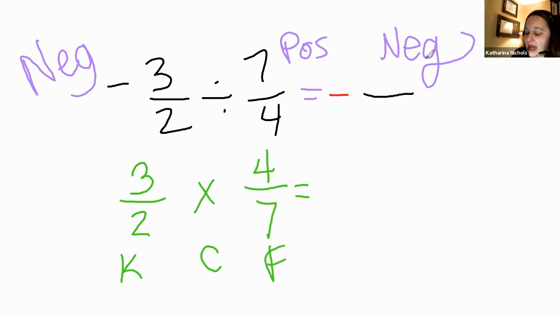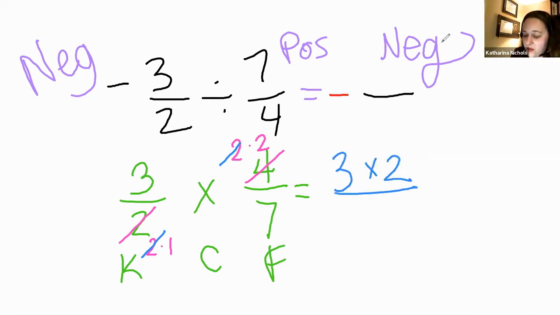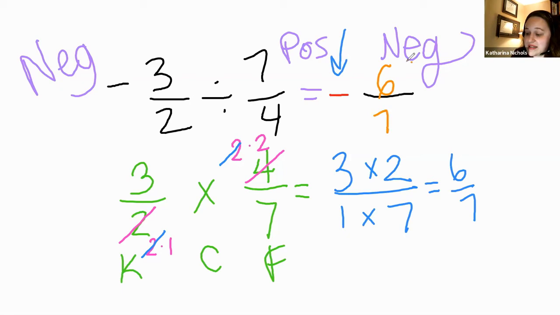At this point, I can cancel out common factors. I know that 2 goes into 2 and 4 because I'm thinking 2 times 1 for 2 and 2 times 2 for 4. So I can cancel out my common factors of 2 and 2. This essentially changes my problem into 3 times 2 over 1 times 7, which gives me 6/7. Remember that my quotient was negative, so my final answer is -6/7.